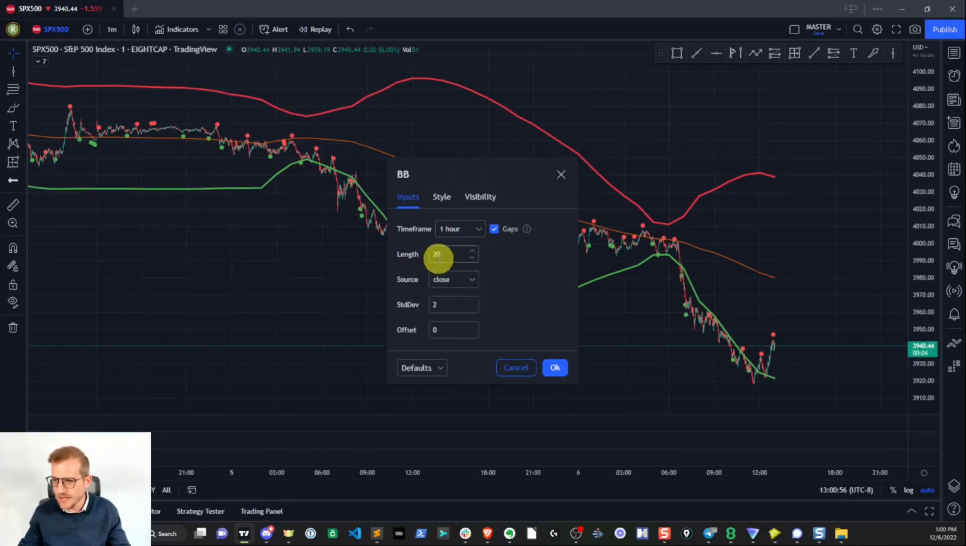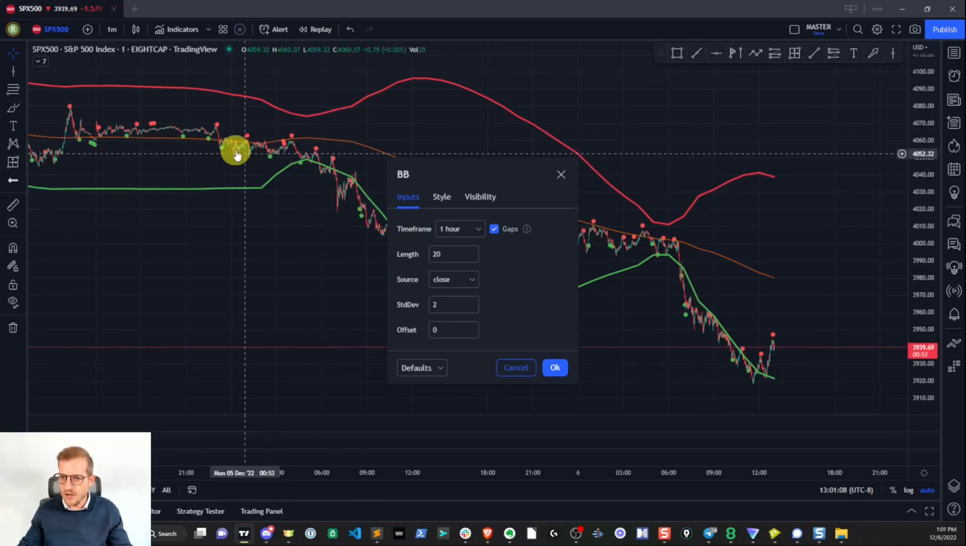We use the standard length, which is 20. That's basically a 20-period moving average, and this is pretty standard, saying this is a look back period. And then the source is the close. We're looking at the closing price. And then standard deviations. Now, I use 2 standard deviations. You could use 3 standard deviations or 1 standard deviation.